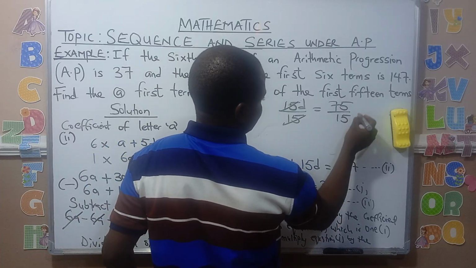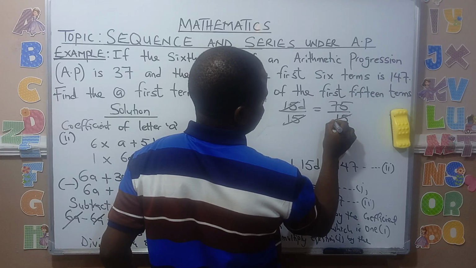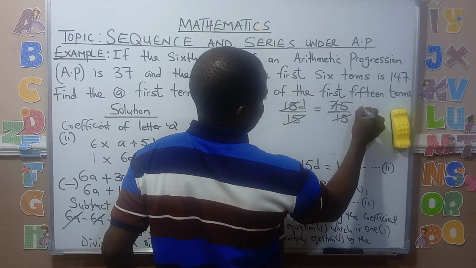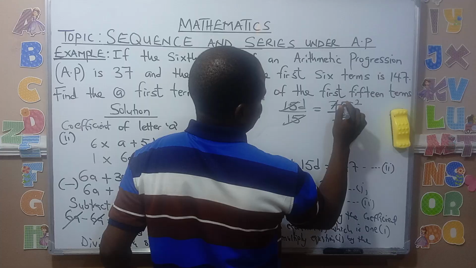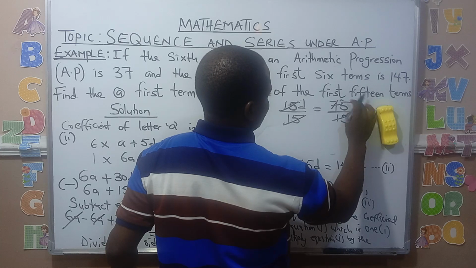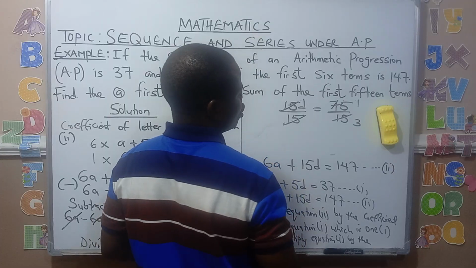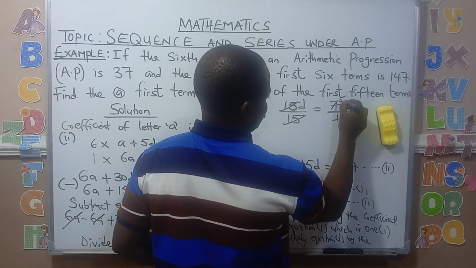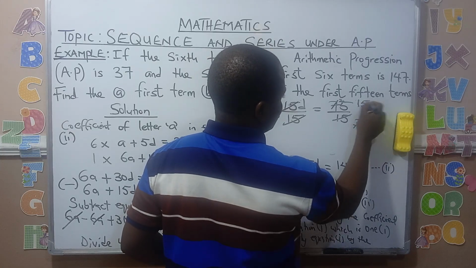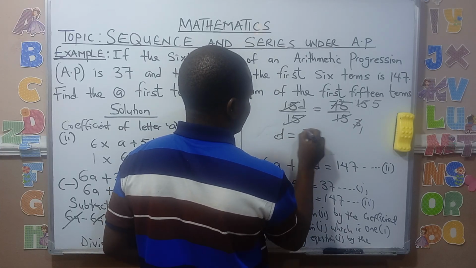Let's break this fraction down. 5 goes in 15, that is 3. 5 goes in 7, that's 1. Remainder 2. 5 goes in 25, that is 5. 3 goes in 3, 1. 3 goes in 15, 5. Your common difference, your d now, equals 5.